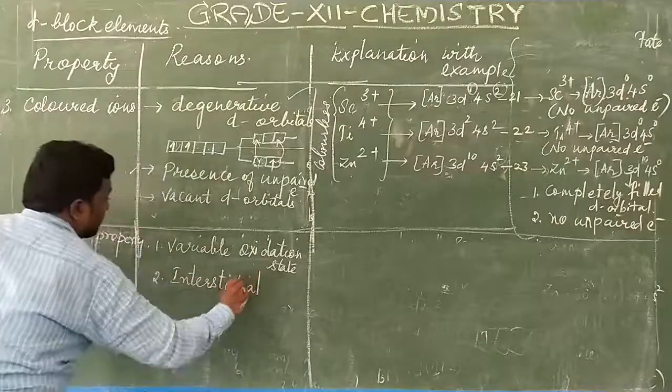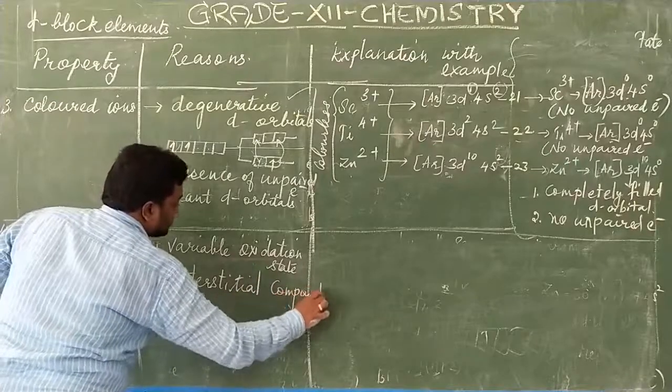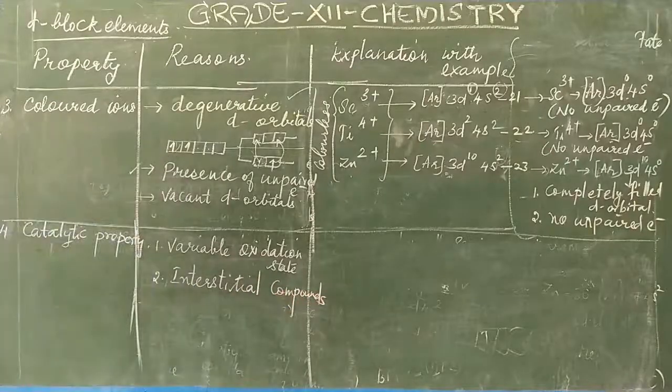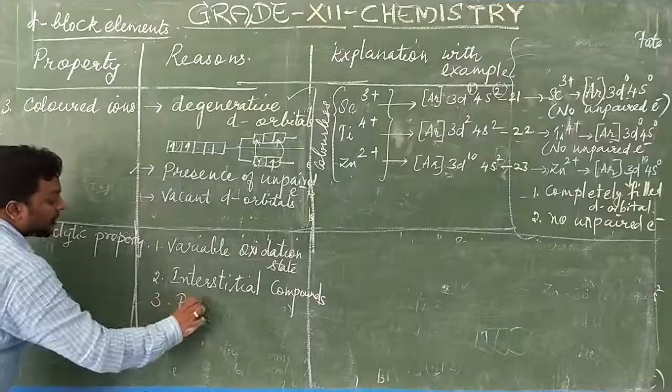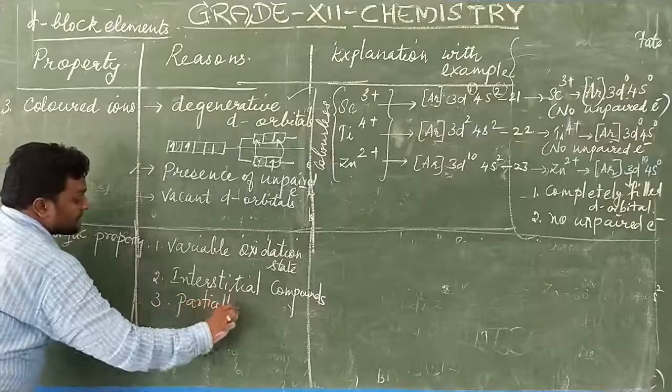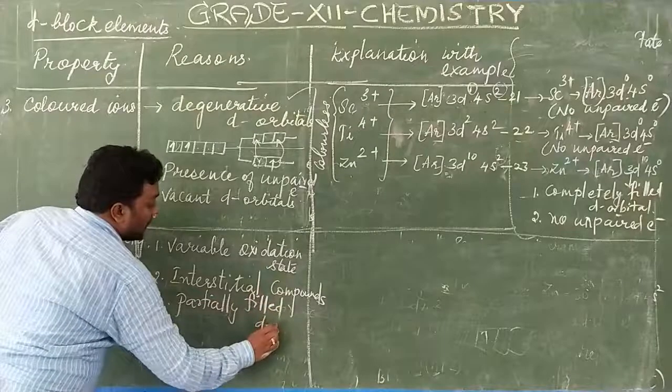Second point, due to the formation of interstitial compounds. Due to the presence of what? Interstitial compounds. So what is the first point? The first point is because of its tendency to form what? Variable oxidation state. Second one is due to the formation of interstitial compounds or complex formation. The third one is partially filled d orbitals.